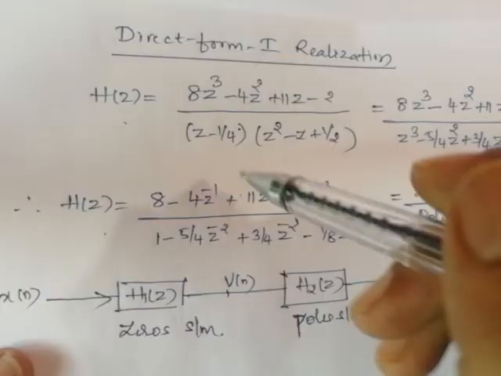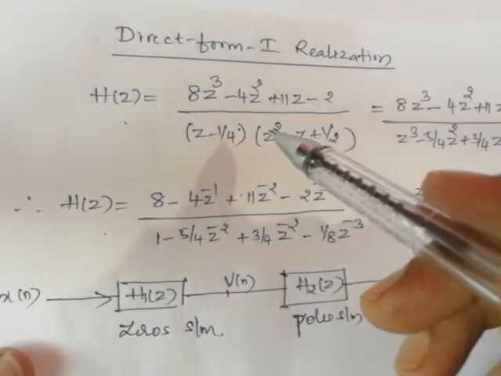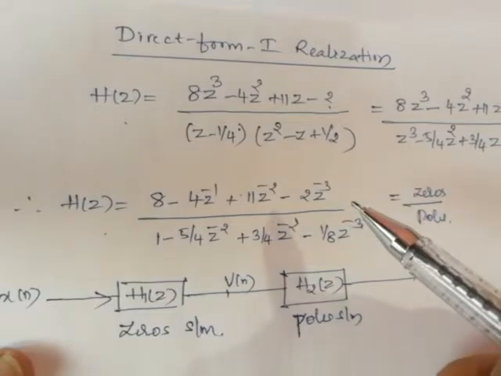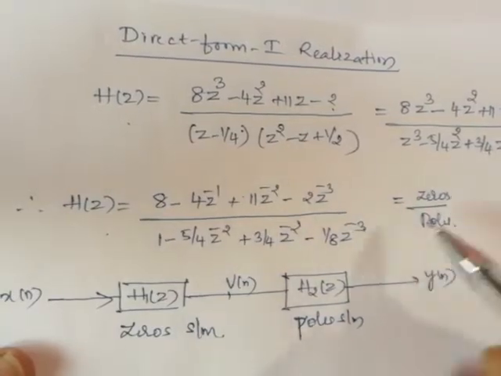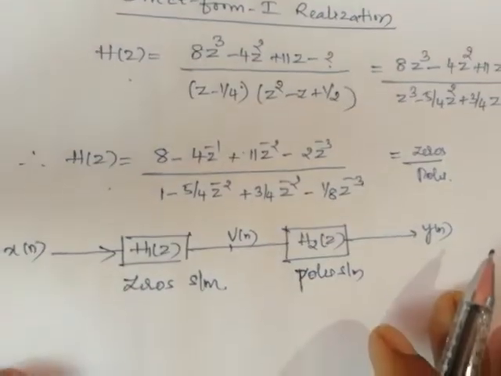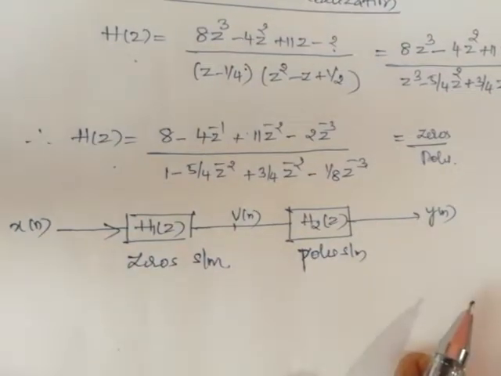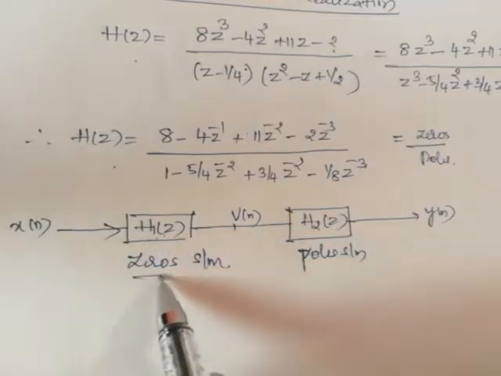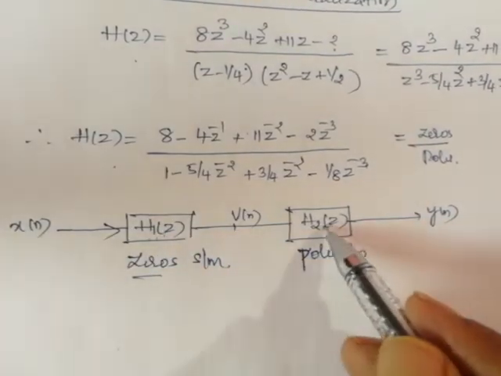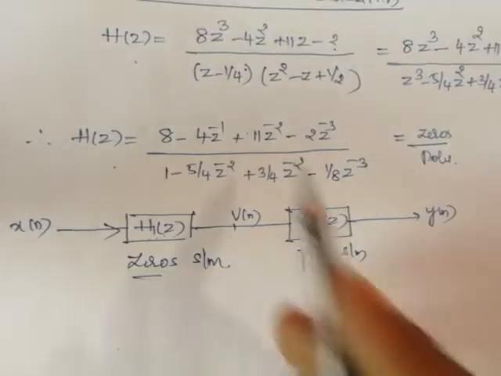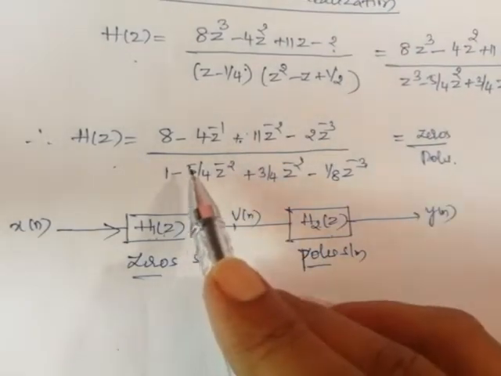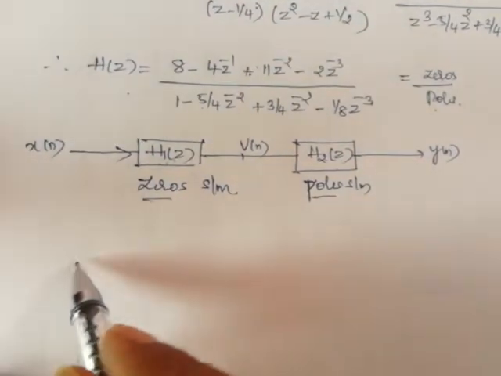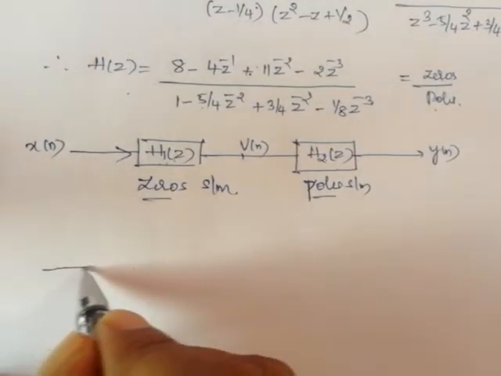In this case the highest order is 3, so for that we multiply the numerator and denominator by z to the power minus 3, hence we got this system function. As we know, in Form-1 realization, the first subsystem function represents the zero system and the second subsystem function represents the pole system. The numerator term indicates zeros and the denominator term indicates the pole system. So directly I am going to sketch the Form-1 realization.